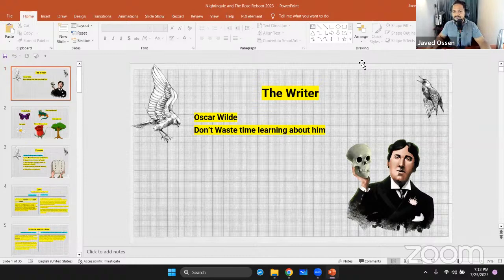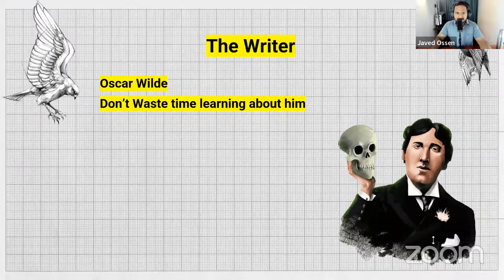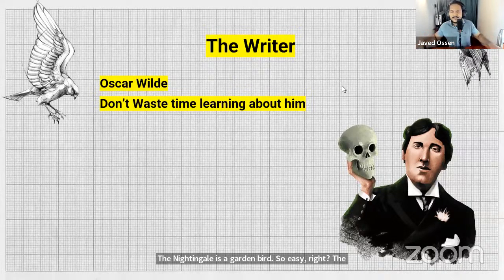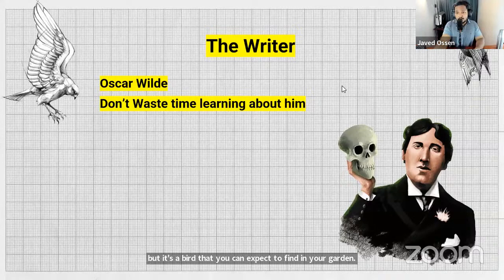Here's the deal though. When we talk about the nightingale and the rose, you have to know what the nightingale is, right? You guys can't understand what the nightingale and the rose is without knowing what the nightingale is. The nightingale is a garden bird. So easy, right? The nightingale is basically a garden bird, a bird that you will see in your garden. Not in Sri Lanka, obviously, but it's a bird that you can expect to find in your garden.